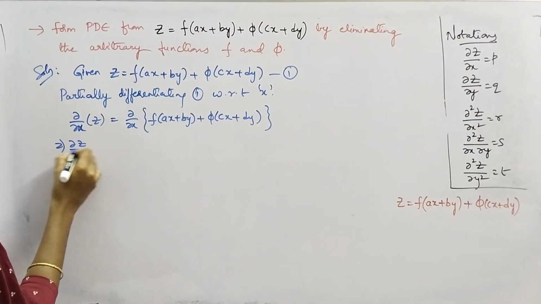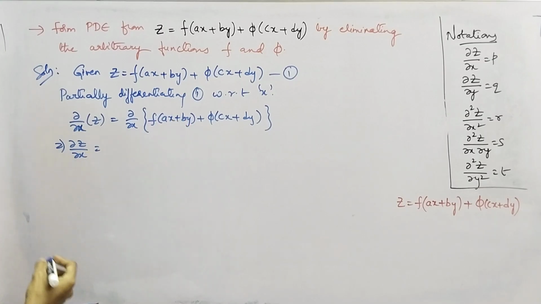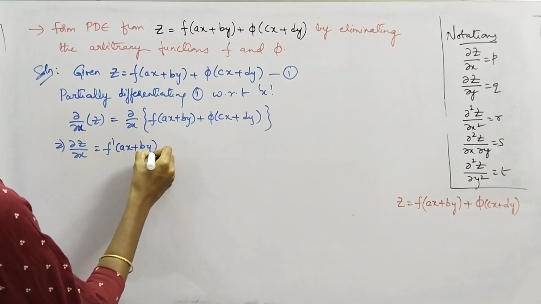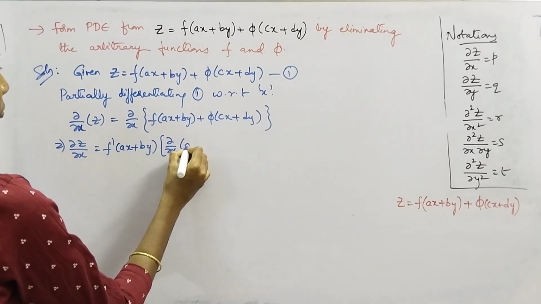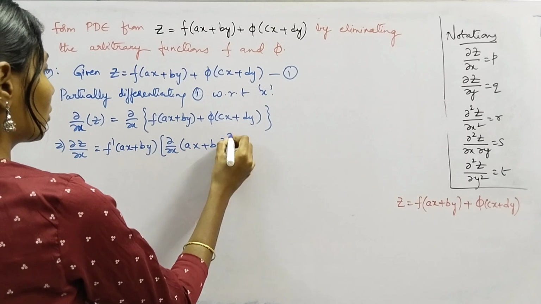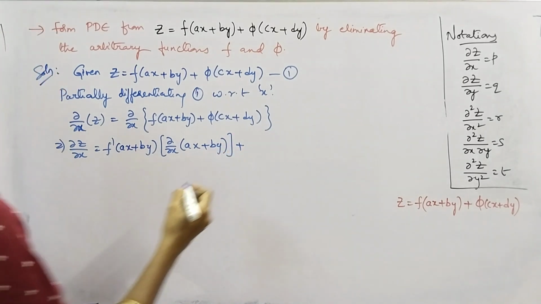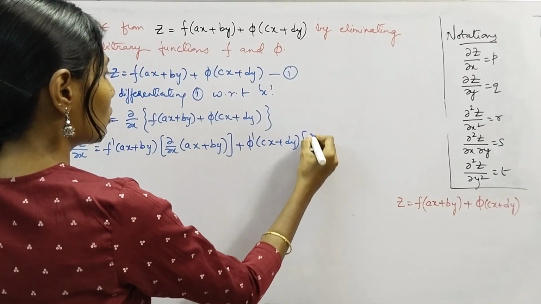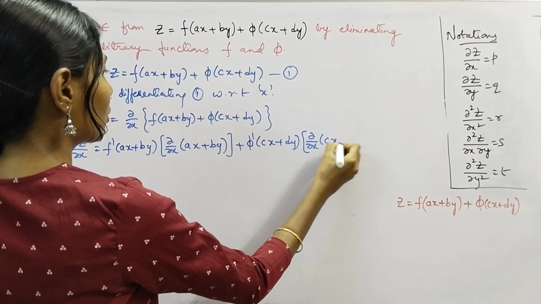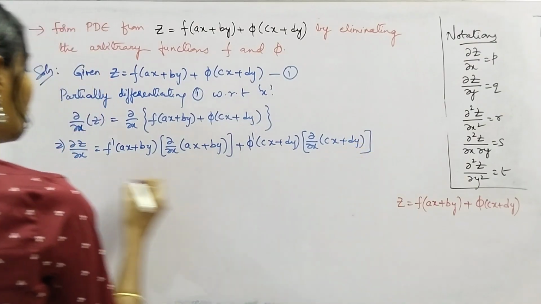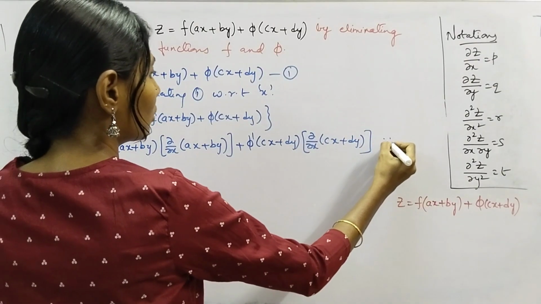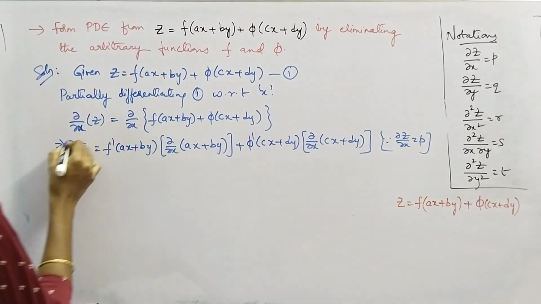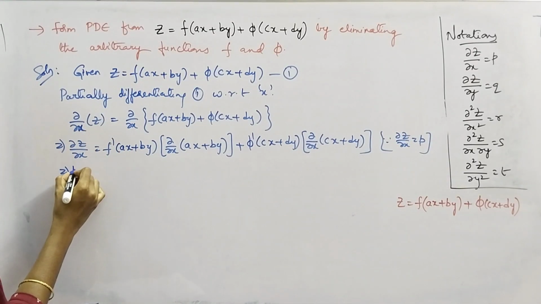This gives us dou z by dou x equal to partial derivative of f of ax plus by is f dash of ax plus by into inner derivative dou by dou x of ax plus by plus partial derivative of phi of cx plus dy is phi dash of cx plus dy into inner derivative dou by dou x of cx plus dy. Since we have a notation dou z by dou x equal to p, let's replace the LHS part by p.